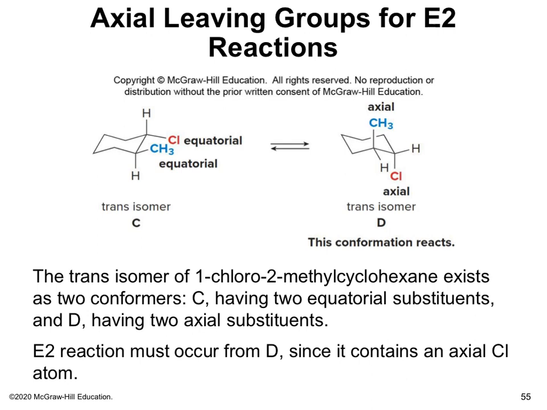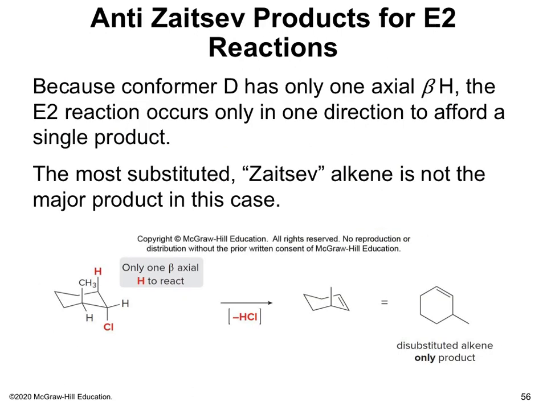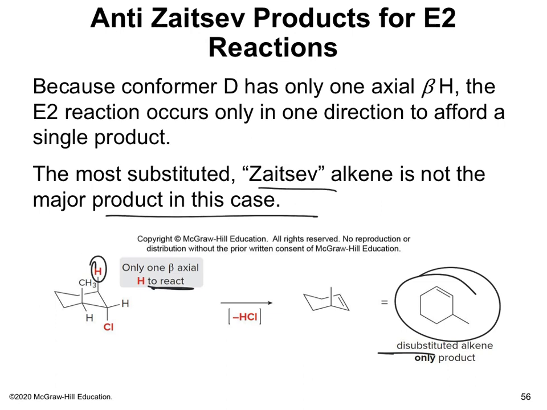But in this trans isomer, when you draw this, the axial position is blocked. So then it is this beta hydrogen that's going to get removed. And it's showing you that here, that this is the only beta axial hydrogen that can be removed, the only one to react, and that's going to give you the disubstituted product. The Zatsev's is not the major product in this case.